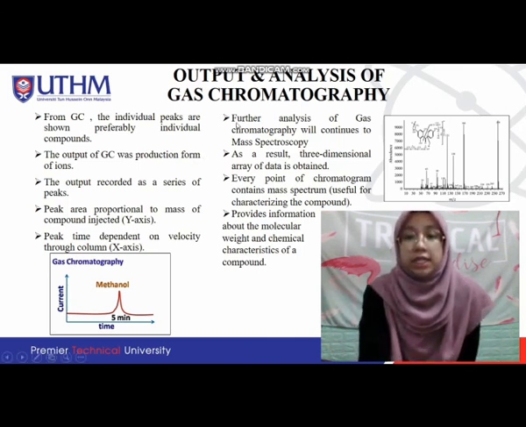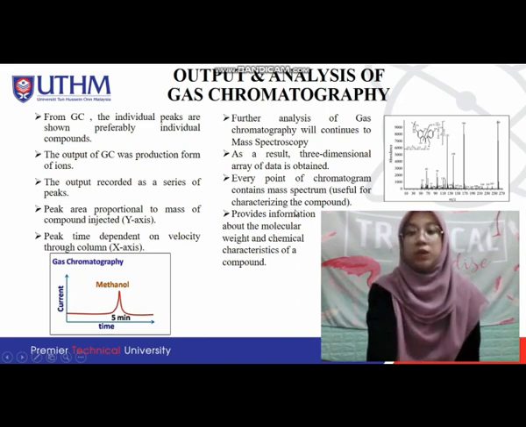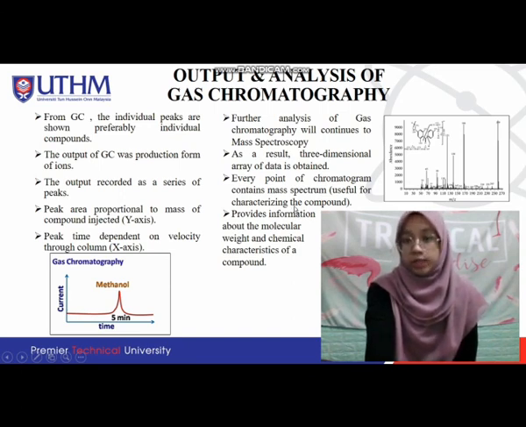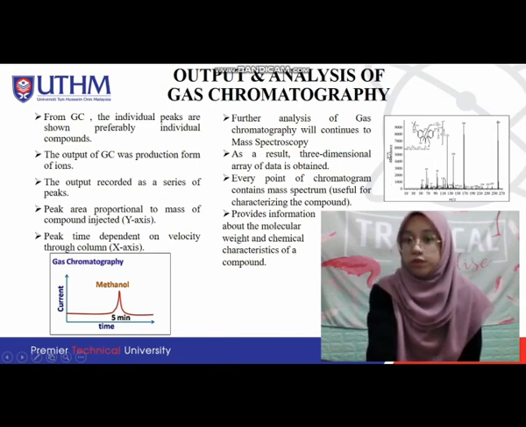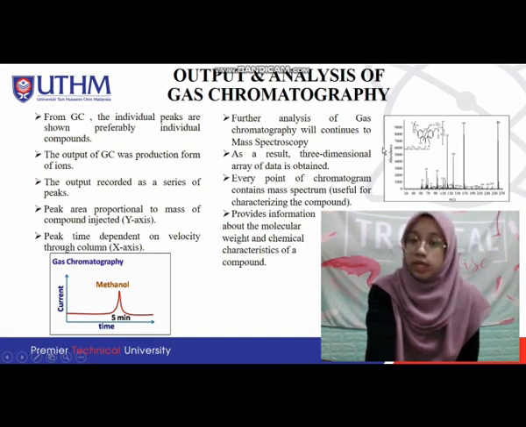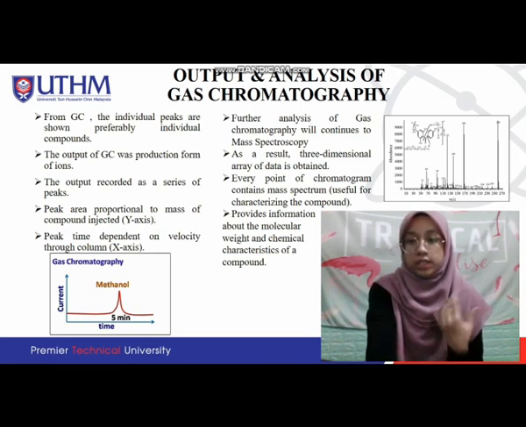Okay, then further analysis of GC will continue with mass spectroscopy, or as we know, MS. As a result, a three-dimensional array of data is obtained. So every point on the chromatogram contains a mass spectrum, which is useful for characterizing the compounds. Then mass spectroscopy also provides information about the molecular weight and chemical characteristics of compounds. So compared to GC, mass spectroscopy is better in terms of identifying the functional group.